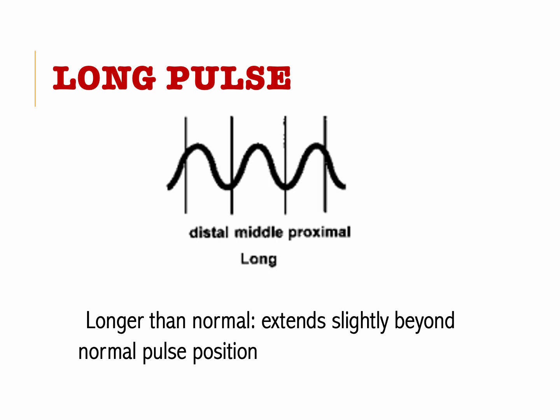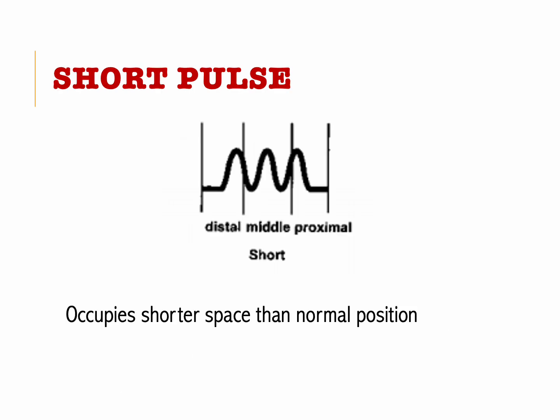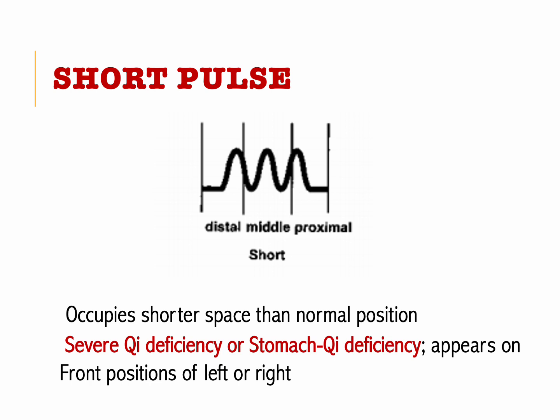Long pulse is longer than normal. It extends slightly beyond the normal pulse position. Long pulse indicates a heat pattern. Short pulse occupies a shorter space than the normal position. It indicates severe qi deficiency or stomach qi deficiency. Frequently appears on the front positions of left or right.